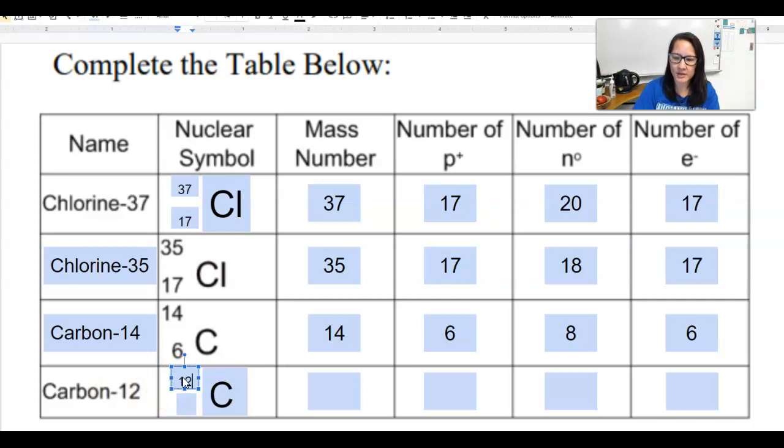Okay, lastly, this is carbon 12, so the symbol for carbon is C. The mass number is the 12, and the atomic number is the same as in the previous, is going to be 6. The mass number we said is 12. And since the atomic number is 6, that tells us both the protons and the electrons. And to get the number of neutrons, I'll subtract 12 minus 6 equals 6 neutrons.